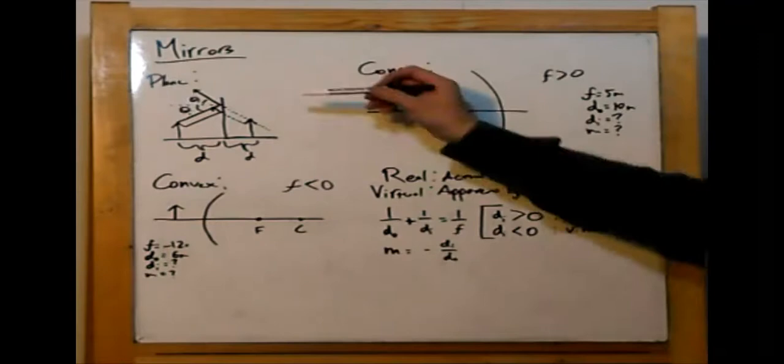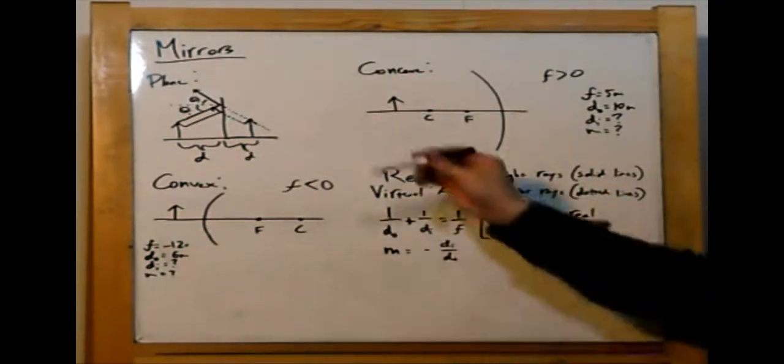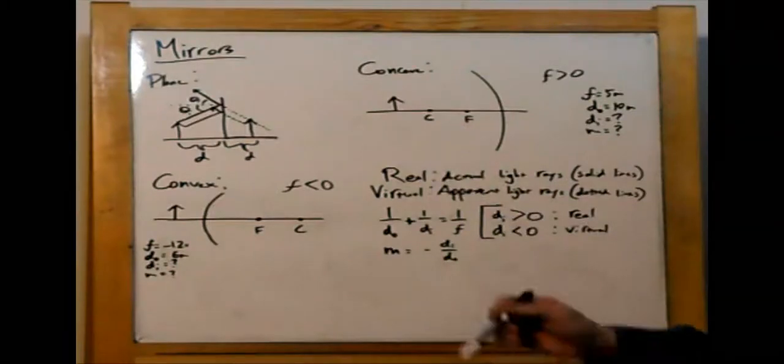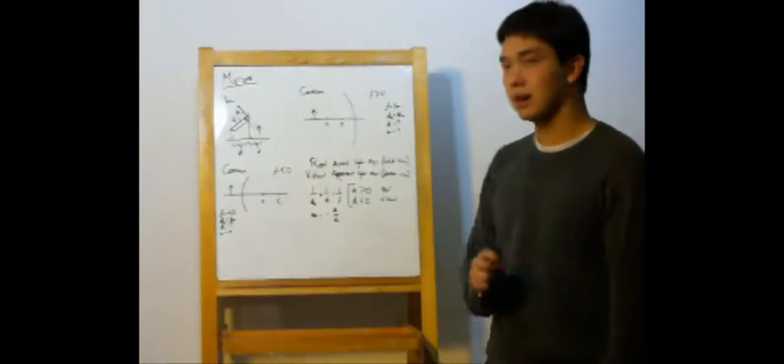You can extend the reflected rays back through the mirror to form our image over here. It's going to be the exact same height as our original object. Note also that the distance between the object and the mirror is the same as the distance between the image and the mirror. On to the curved mirrors.